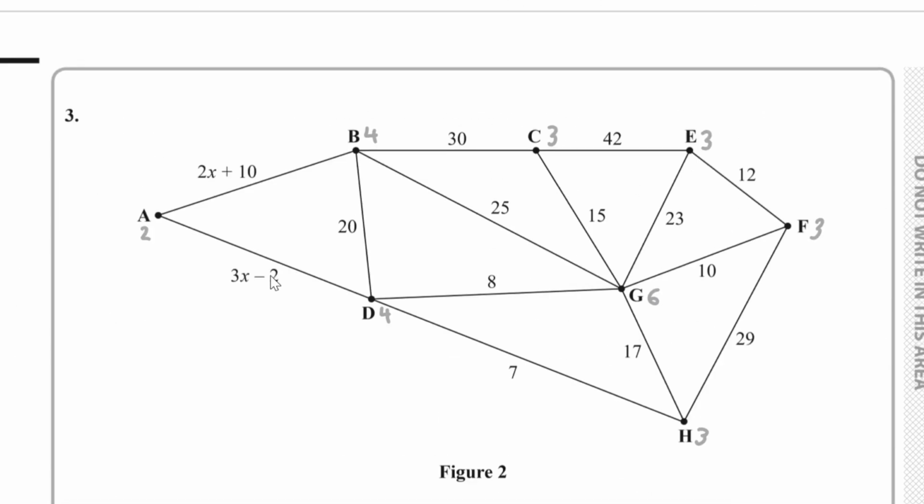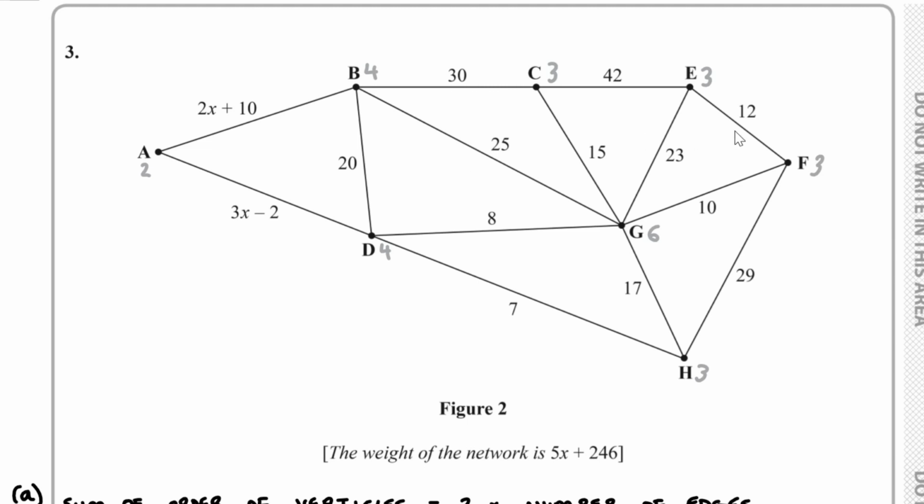And E to H, starting at E, finishing at H. Well, we could go E to F, so that's 12. Then F to G, so that's 22 so far. Then to D, so that's 30. And then plus the extra 7, that's 37. That's the shortest way I can spot.